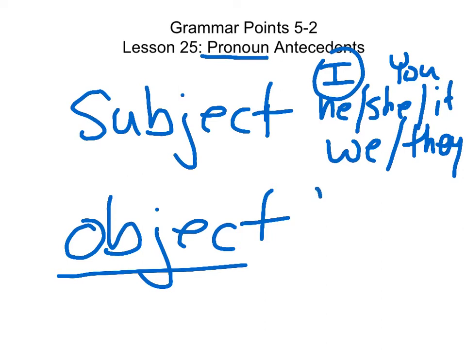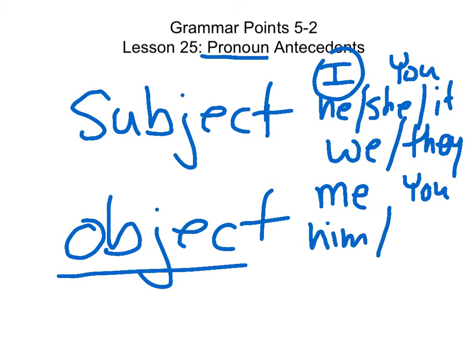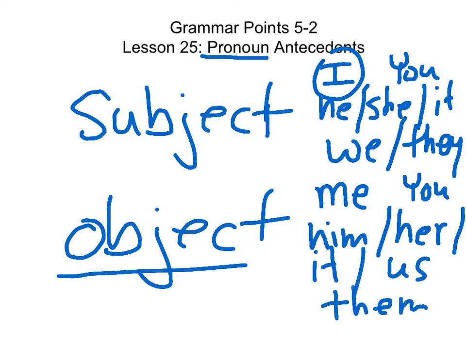So the object pronouns are me, again, you, him, her, it, us, right? You say, we went to the store, or he gave us a pencil, and them. These are object pronouns. So all of the pronouns that you would be dealing with in pronoun antecedents would be I, you, he, she, it, we, they, me, him, her, us, and them. Those are all of the pronouns that you might deal with.